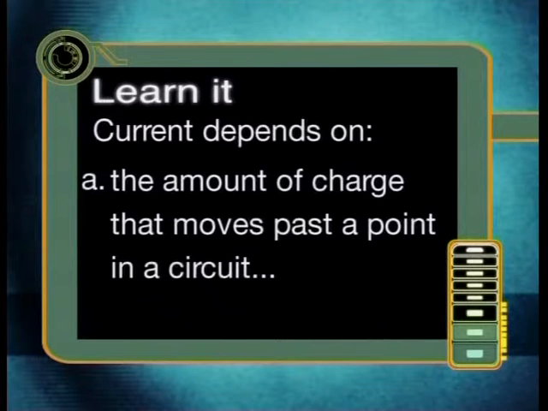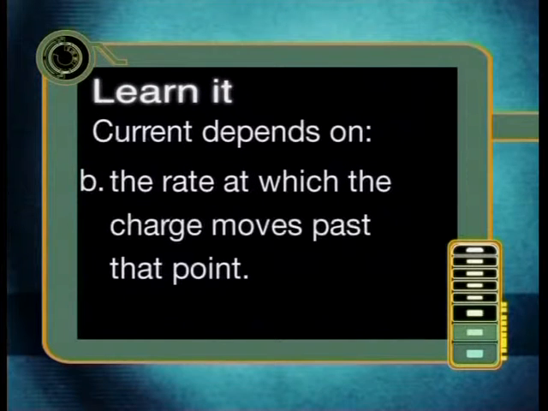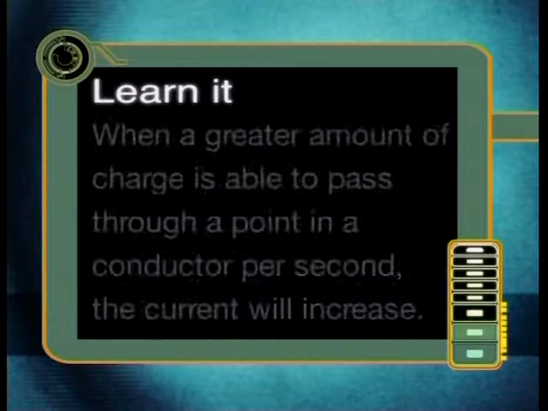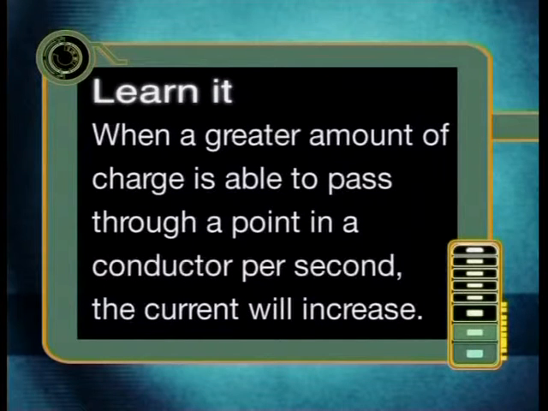The current depends on the amount of charge that moves past a point in a circuit. The current depends on the rate at which the charge moves past that point. When a greater amount of charge is able to pass through a point in a conductor per second, the current will increase.